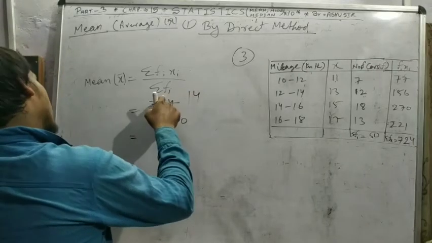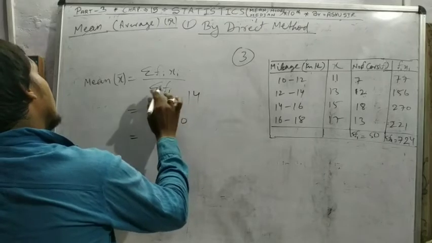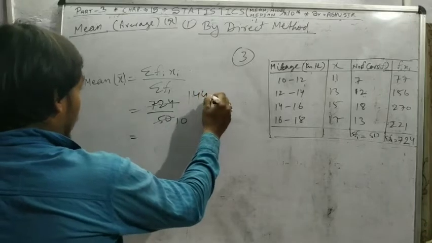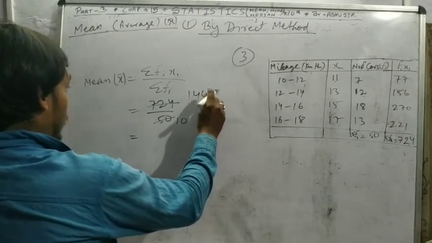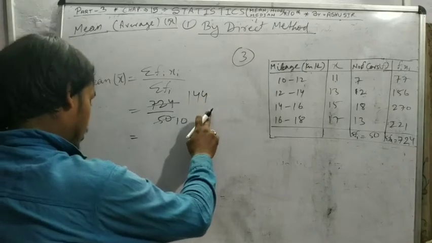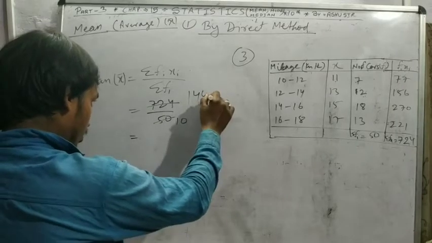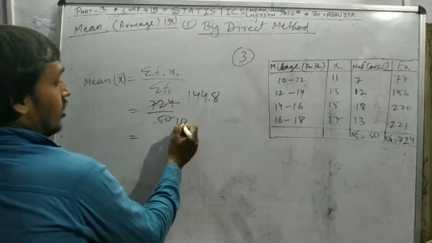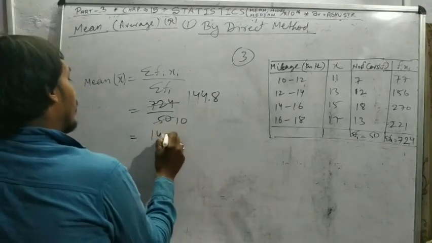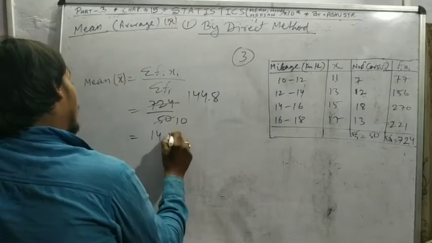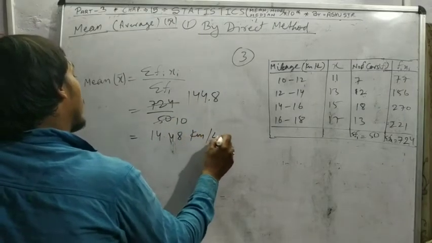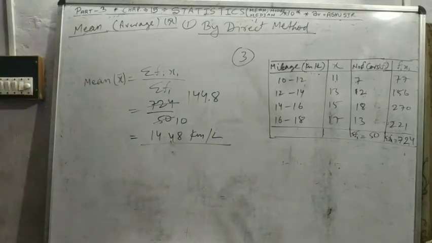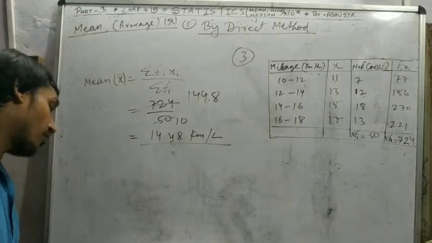Simplifying, 5 tens is 50, 5 fours is 20, 5 eights is 40. Then divide by 10, shifting the decimal one place. We get 14.48 kilometer per liter, with the unit given. 14.48 kilometer per liter is the mileage of the car.